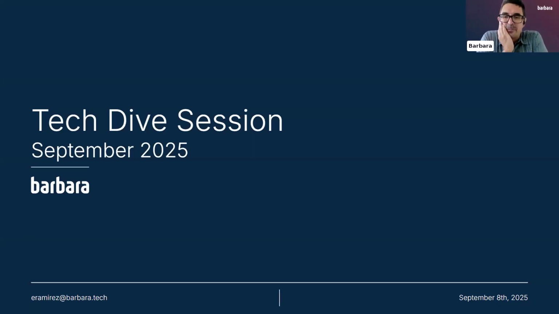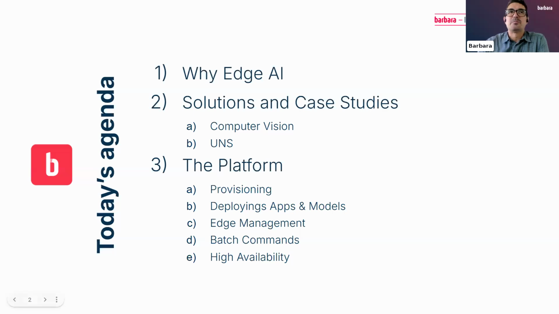So yes, we are going to speak about the Barbara panel. In general, we have quite a full agenda covering a lot of topics of the platform. Let me show the elements we are going to speak about today. We will start very briefly speaking about why use Edge AI, what Edge AI is, how you can use it, and how Barbara helps you manage edge devices on an edge platform. That will be our first point. As you can see, we go from the top level down to the lower level.